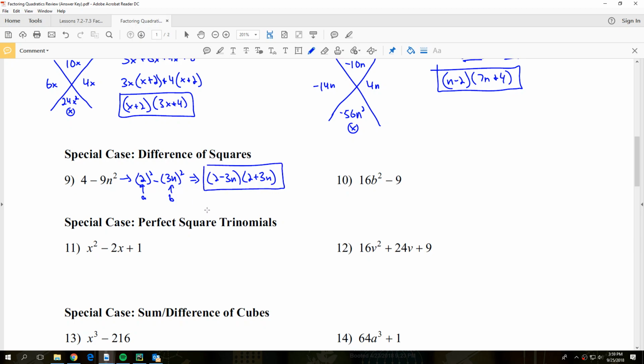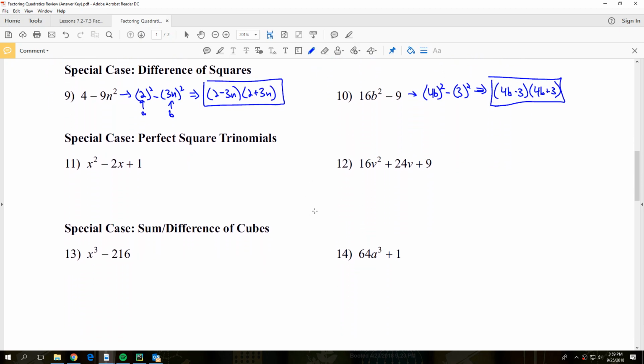Obviously, you don't have to rewrite all these under easy circumstances, but since I'm teaching, I will rewrite them for you. So this one here, if I rewrite it, would be 4b squared minus 3 squared. So this becomes 4b minus 3 times 4b plus 3. And there you go.